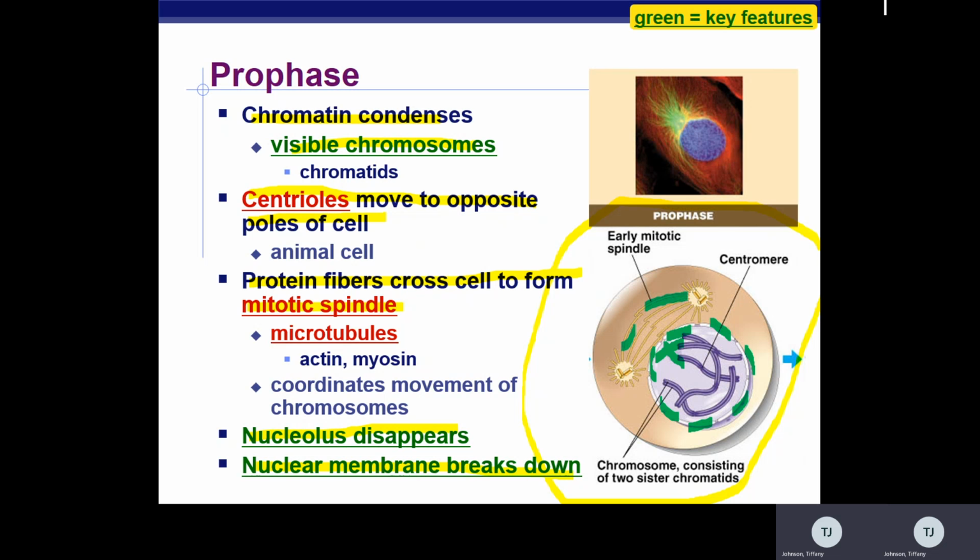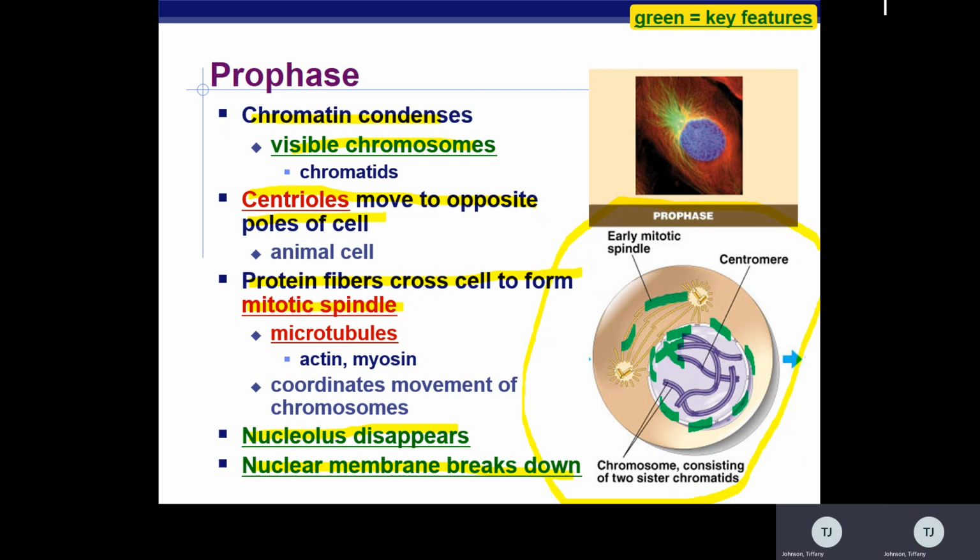Okay. So prophase is first. Starts with pro, so that means first. And then we go on to the next phase. What's the next phase called? Metaphase. What does meta mean? Anybody know? It means middle.